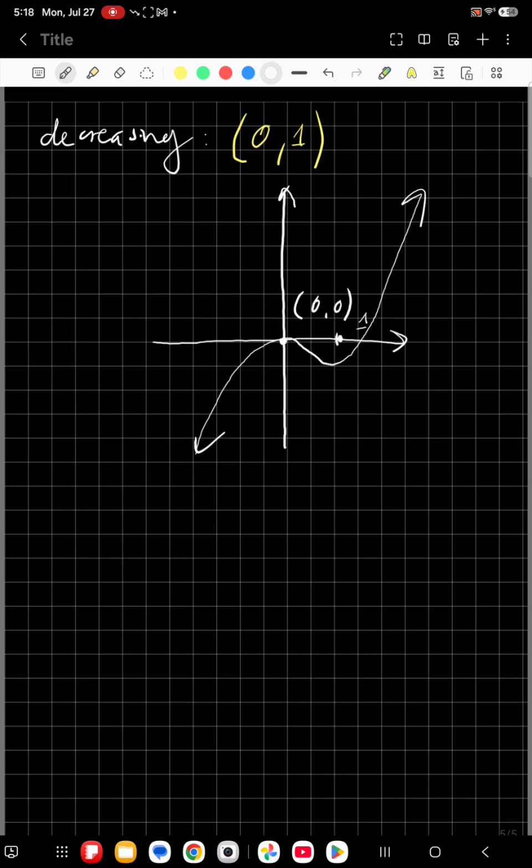And now you see decreasing. We have the decreasing from 0 to 1, so we have it here. So that part is the decreasing. That's our minimum. And maybe pause the video and figure out what the answer is. So I have that 1 here.